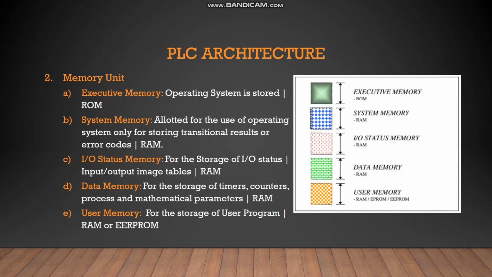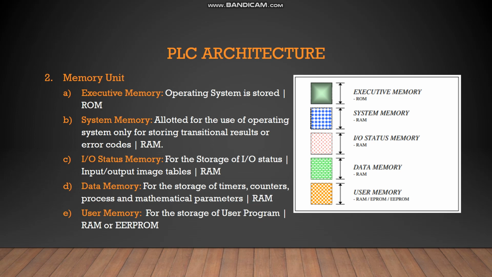PLC memories can be subdivided into at least five major areas. The first one is executive memory, in which the operating system is stored by the manufacturer, which rarely needs any changing. It helps the microprocessor to interpret user program symbols and instructions and maintain the current health status of the system and its components.